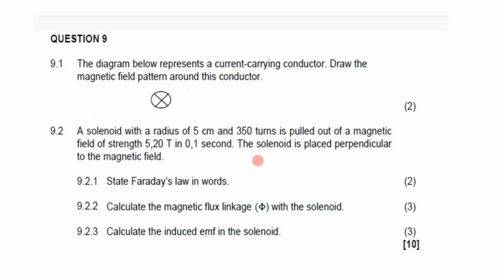Okay, so 9.2.3 says calculate the induced EMF in the solenoid. And to calculate that one, we have to utilize the formula E equals negative N change in magnetic flux over change in time, right? Then if we read the statement again, it says a solenoid with the radius of 5 centimeters and 350 turns. So this is the number of turns. It's pulled out of a magnetic field of strength 5.20 Tesla in 0.1 second. So this is our change in time. Then the solenoid is placed perpendicular to the magnetic field.